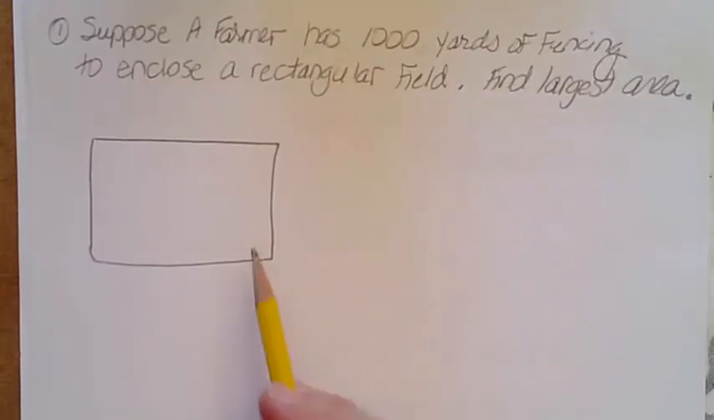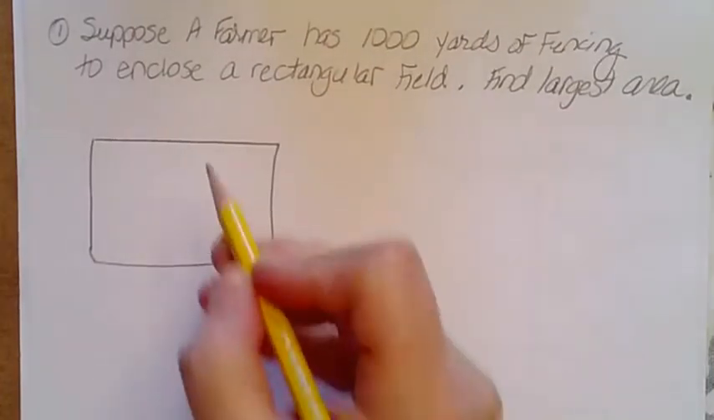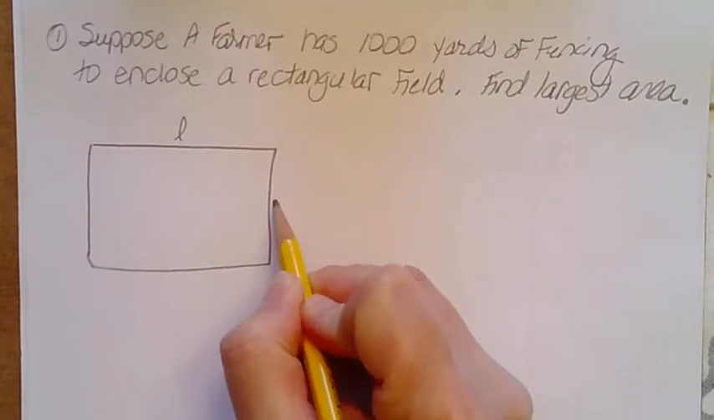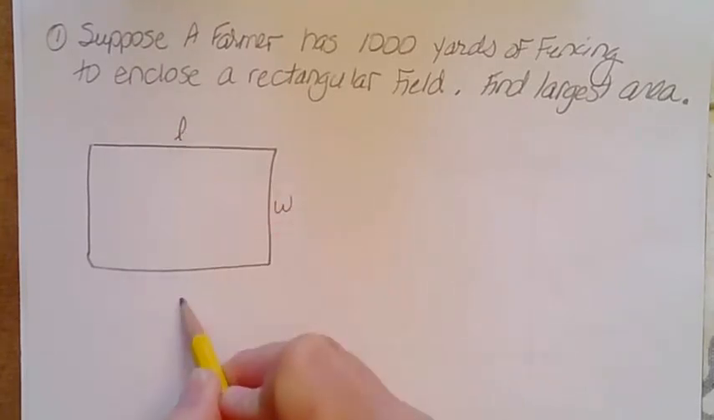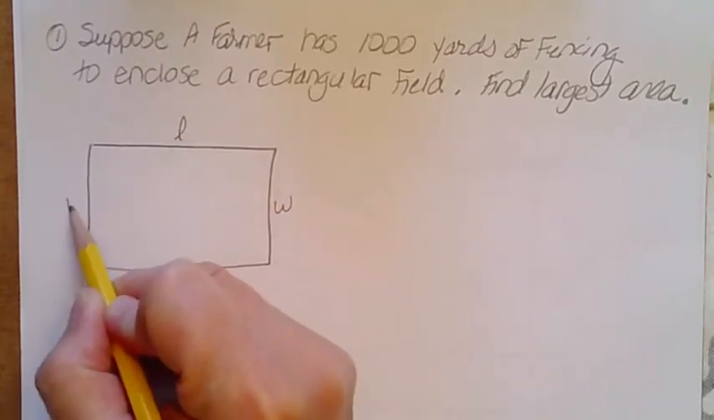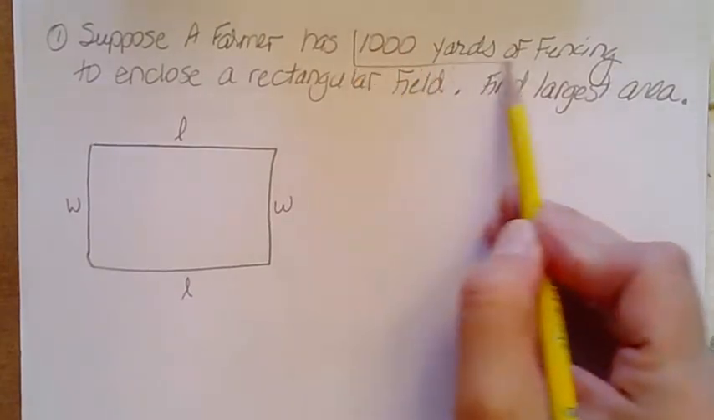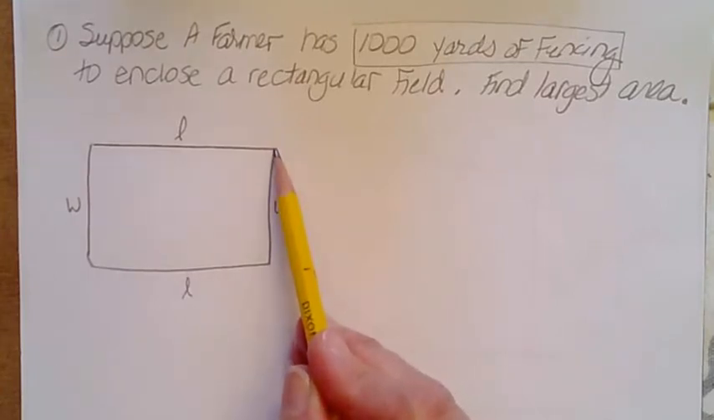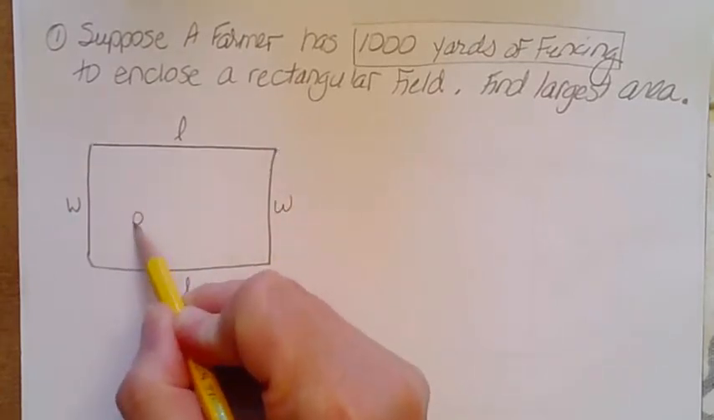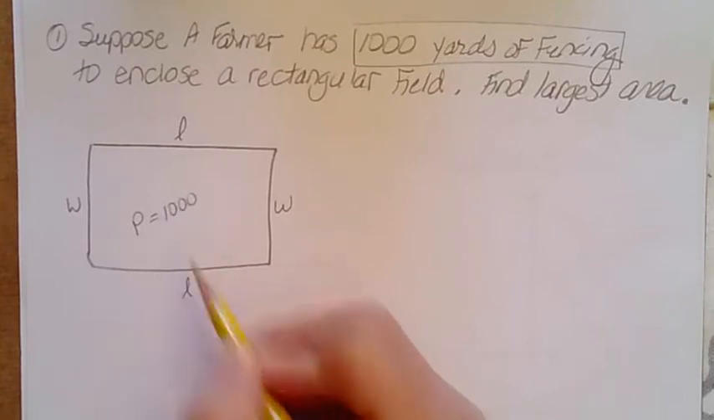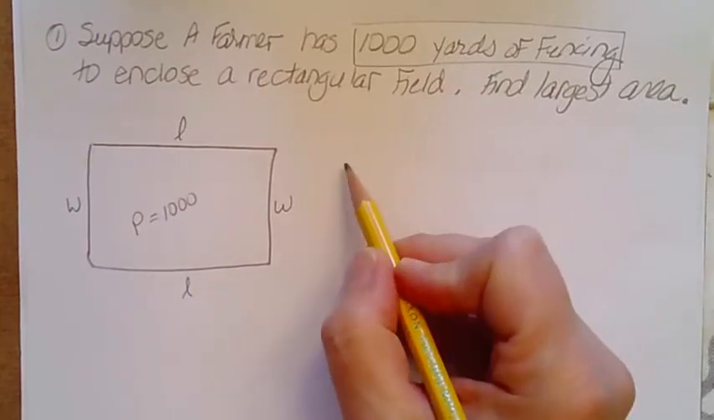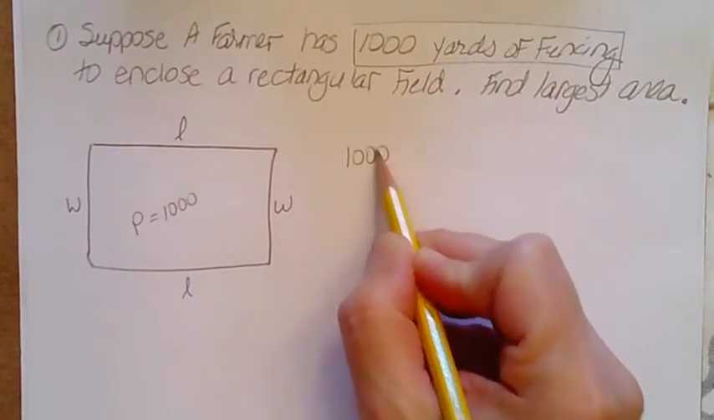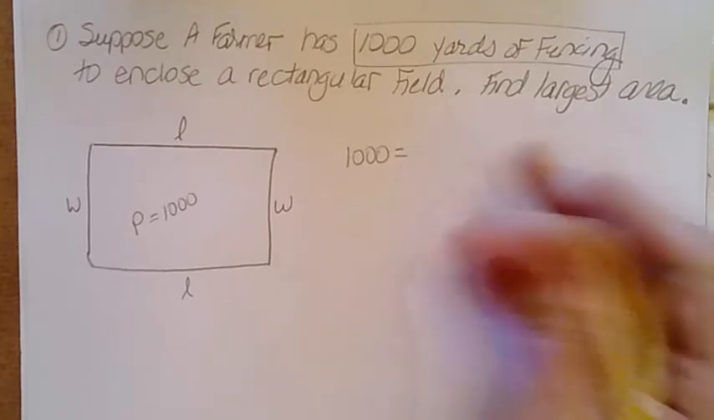So here we have a rectangular field. Remember, your rectangle has the length and the width. It actually has two lengths and two widths because when we consider fencing, fencing goes all around the outside, and fencing means perimeter. So your perimeter is equal to 1,000. So 1,000 then is equal to, I'm going to write it the other way.